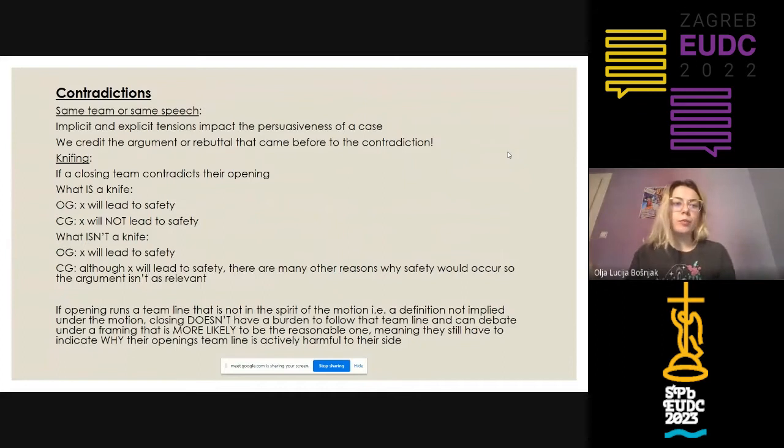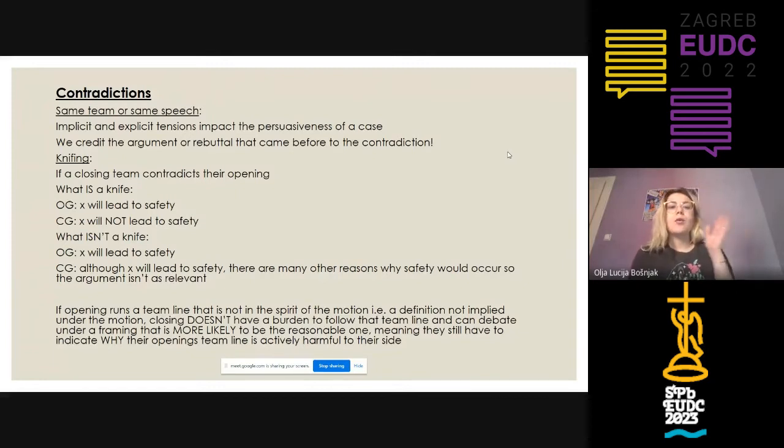And the basic formula is we're going to credit the argument or rebuttal or whatever piece of content that came before the contradiction, and not look at the clearly contradicting content, whether it's in the same speech or from the same team. We auto-credit the one that came out first, purely because that's the claim that most teams expected to engage with. So yeah, there was a knife thing, because this is always really fun. If a closing team contradicts their opening.